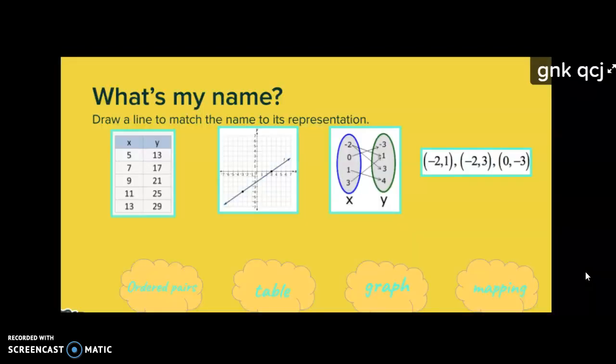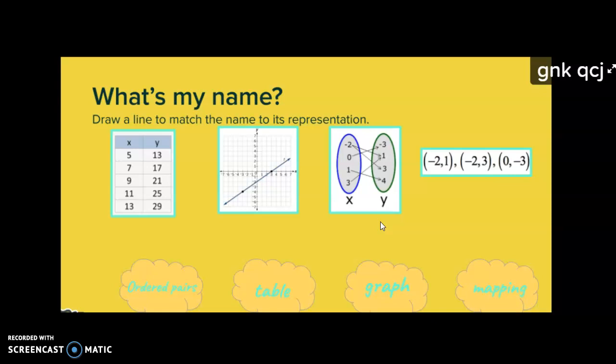Okay, on this slide, you are able to draw. I wanted us to be reminded of what each of these representations were called. We call them a representation depending on how the information is represented to us. So one of them is called ordered pairs. Think pair has to be 2. Remember, ordered pairs look like x comma y. So you can go ahead and draw a line from your ordered pairs to the word, your little ordered pairs cloud.